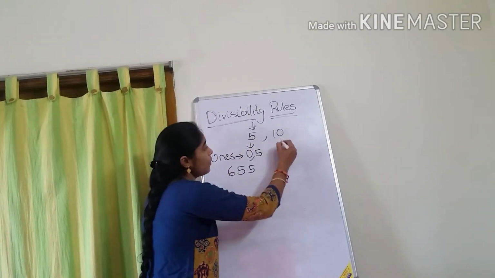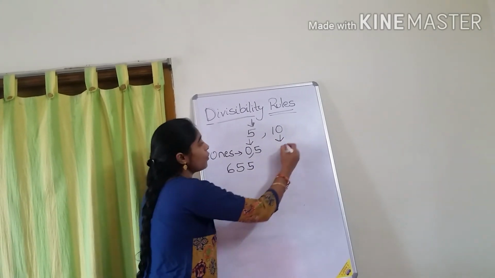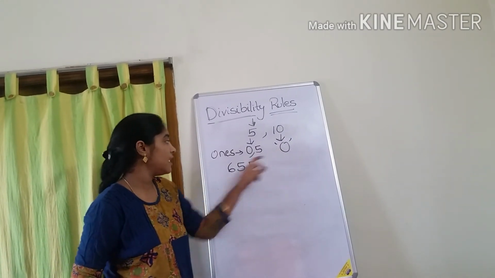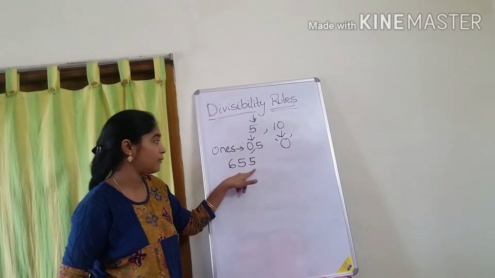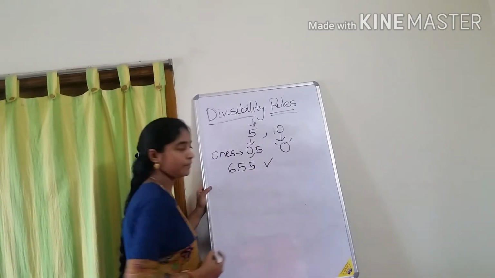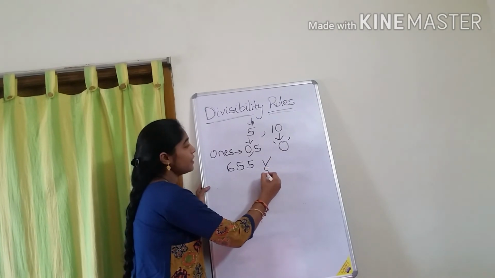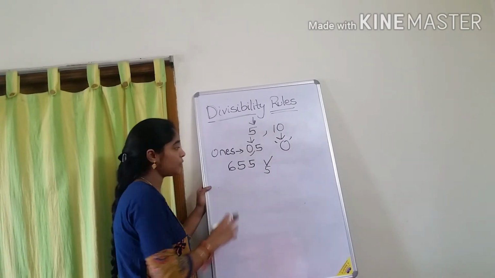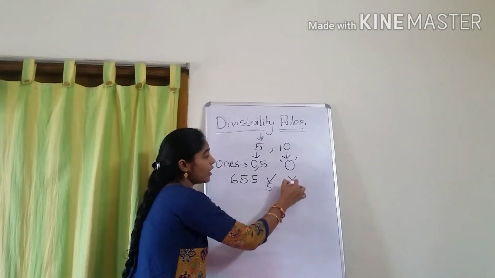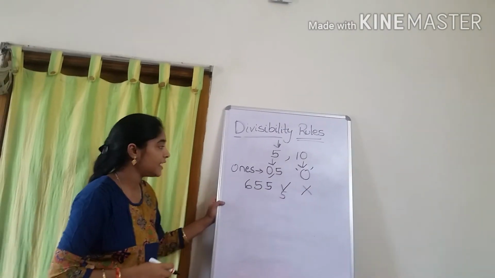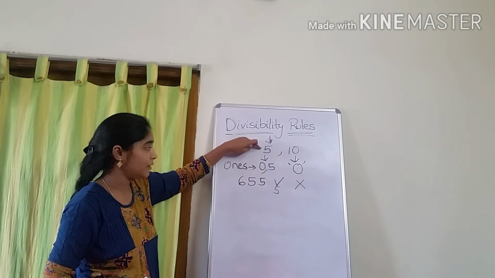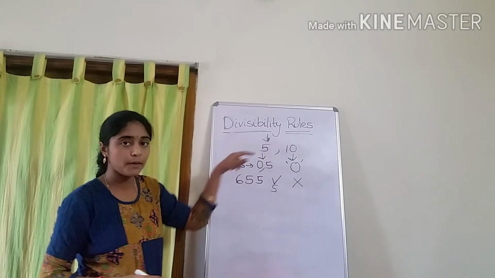Suppose for 10, what is in the ones place? In the ones place only 0 should be there. For example, 655. What is there in the ones place? 5. So it is divisible by 5. If you are taking the divisibility rule for 10, 655, what is there in the ones place? 5 is there. So it is not divisible by 10. Clear, children? In the ones place, 0 and 5 means it is divisible by 5. Only 0 there, then it is divisible by 10.